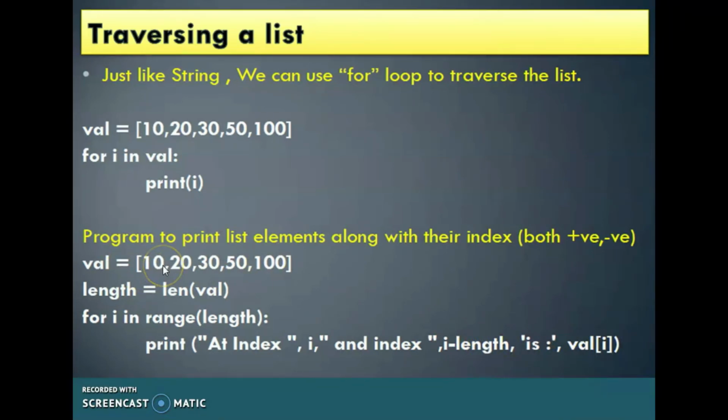That is 10. Okay. During the second iteration, i's value is equal to 1. At index 1 and index 1 minus 5, that is negative 4. 0, 1, 20. Negative 1, negative 2, negative 3, negative 4, 20. The value of val of 1 is 20. Okay, and so on up to this 100, or length minus 1. Okay, clear this one?